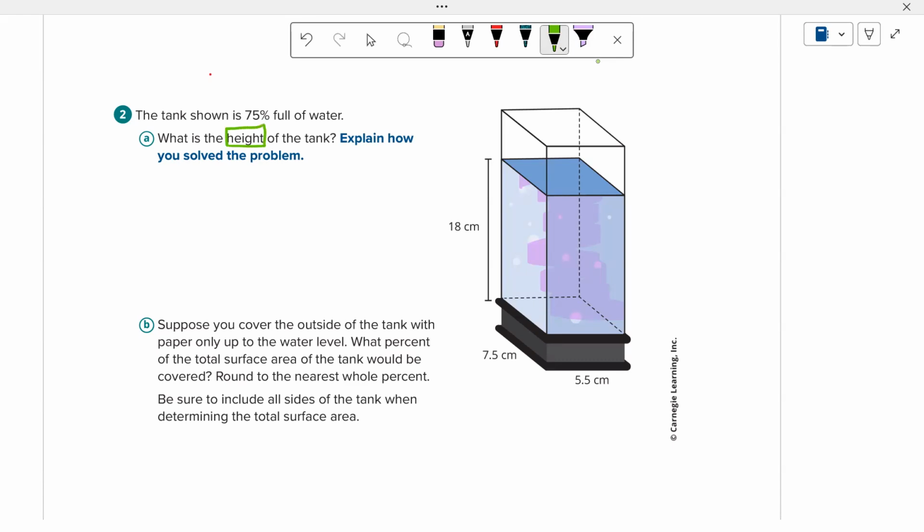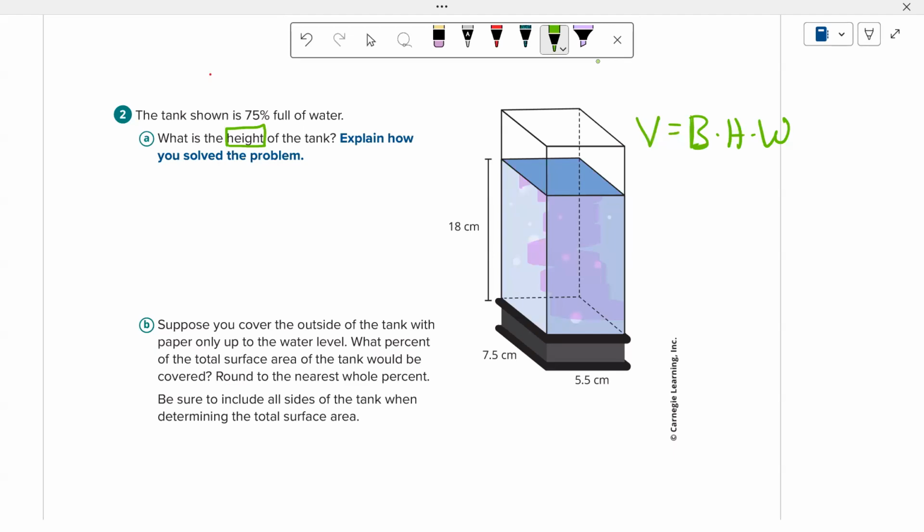Well, what do we know? This tank is full of water. To be full in a three-dimensional object, that's volume. Volume equals length or base times height times width. That's volume. Notice the tank is shown 75% full of water. What is the height? If we want to figure out the total height, we first need to figure out some volume.